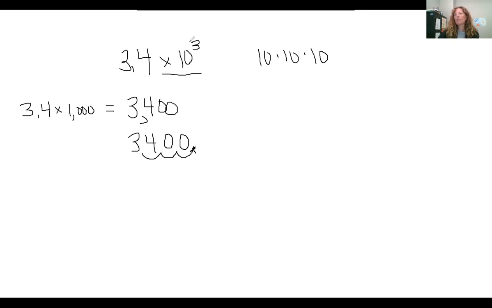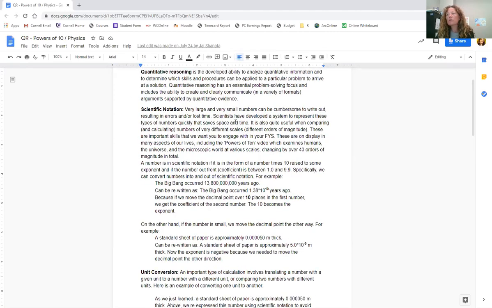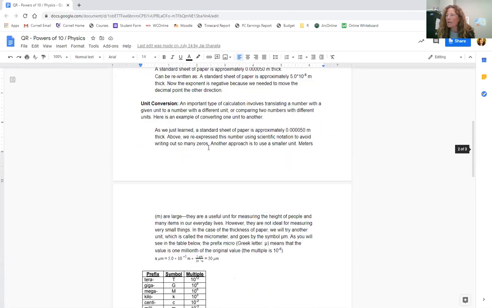You can do the same thing. If you have a negative exponent, you just move the decimal the other way to make a small number. I hope that makes sense. Let's look back at our assignment or our introduction again. That covers all the examples here in scientific notation and should allow you to do any of the problems that you need to work with.